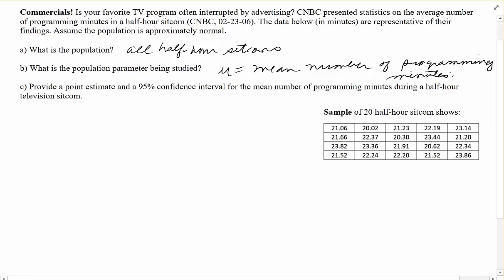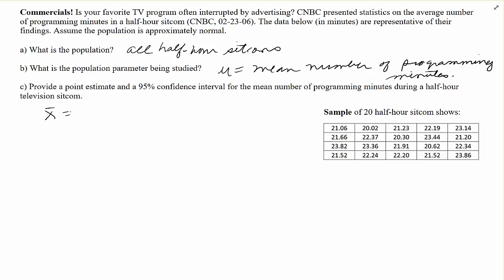Provide a point estimate and a 95% confidence interval for the mean number of programming minutes during a half-hour television sitcom. So my sample mean would be the point estimate, and to get the sample mean I'm going to need to take the data in the table there and calculate the average on that data. And there are 20 values. So I'll basically add them all up and divide by the 20.